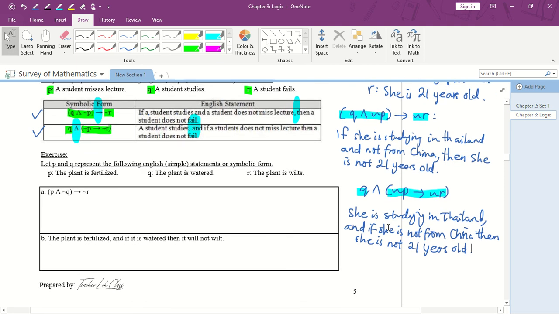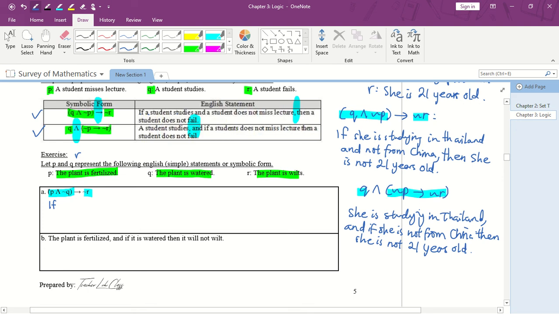So let's tackle the questions here. If P, Q, and R represent the following English statements or symbolic form. So P is the plant is fertilized. Q is the plant is watered. R is the plant is wilts. Okay. So P and negation Q, the whole thing to negation R. So don't worry, remember that this is a whole thing because there's a parenthesis and this is the next thing. Since this is a whole thing to this one, so we always start with "if".